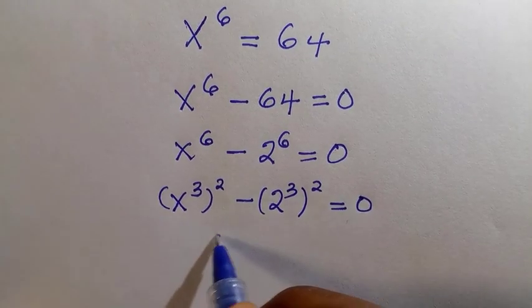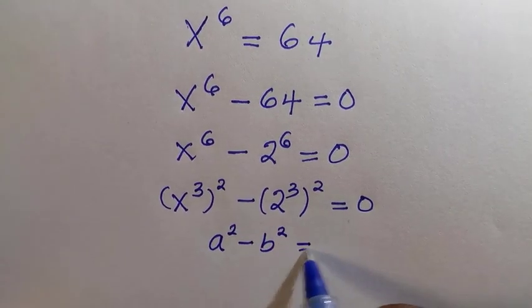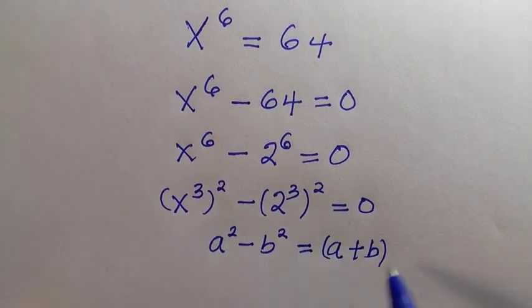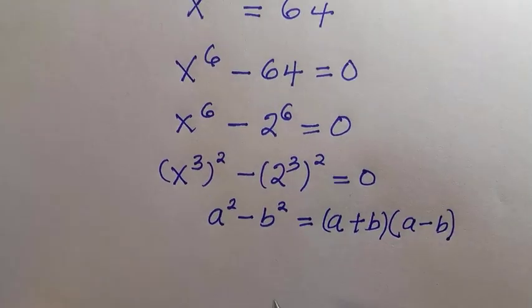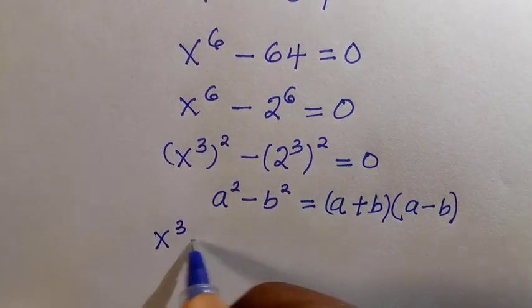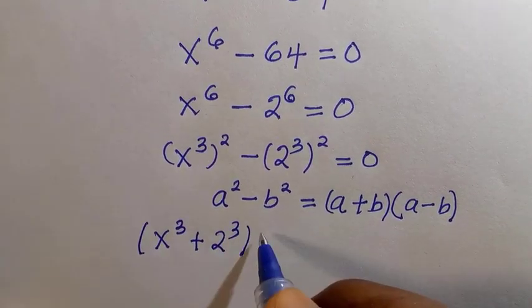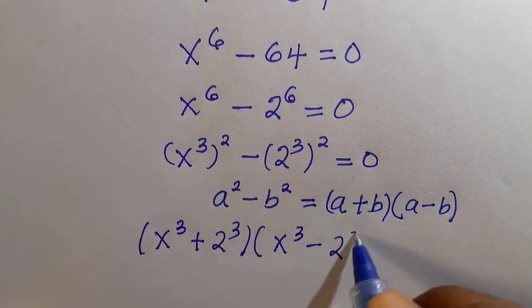And from this, let me call it the difference of two squares: if you have a raised to the power of 2 minus b raised to the power of 2, this gives us a plus b and a minus b. So that is the difference of two squares. If you apply this in the above, we have x raised to the power 3 plus 2 raised to the power of 3, we bracket it. And for the second one, we have x raised to the power 3 minus 2 raised to the power 3.